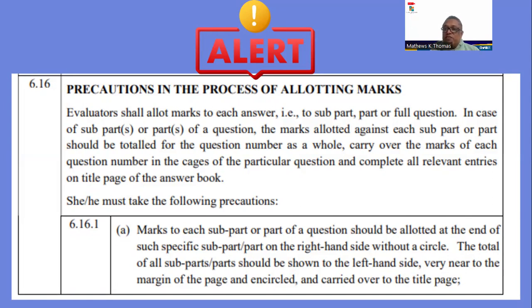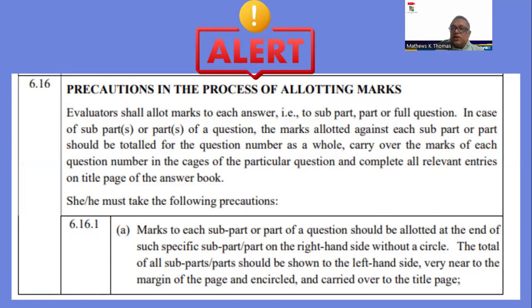So question 5, let's say, may have 2 parts, one mark each. In one you have given 1, in the other you have given half. So you write 1 and half on the right side of those subparts. But when you total it up, you get 1.5 out of 2, right? That 1.5 you write near the question number on the left side, and you circle that. Circling indicates that it is the total mark.